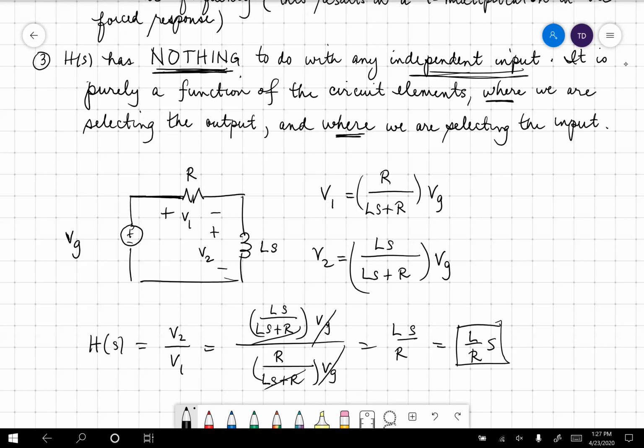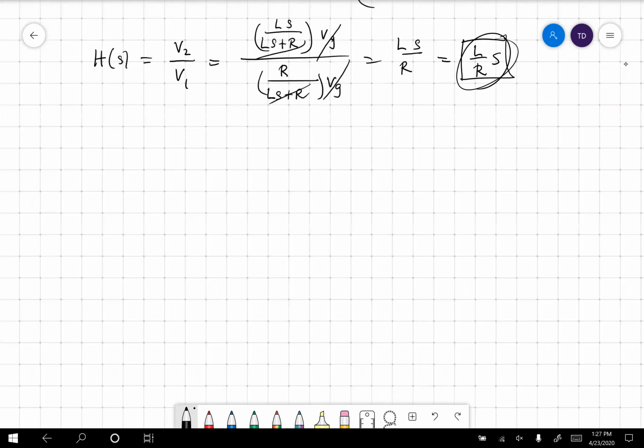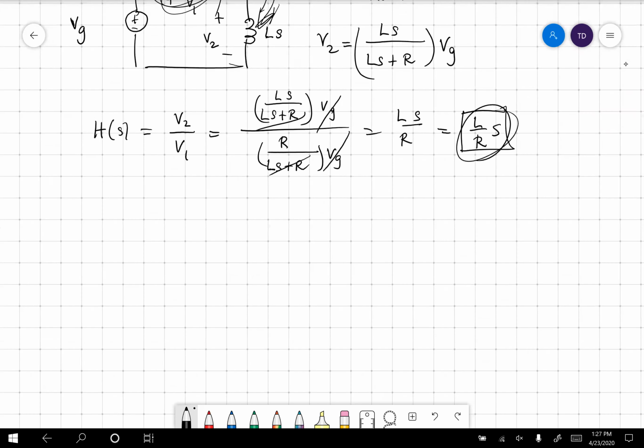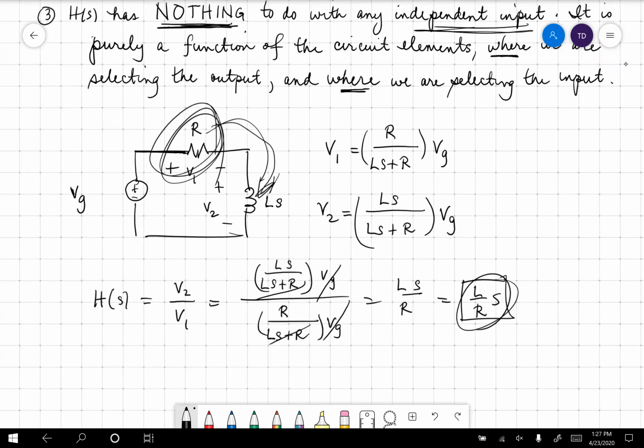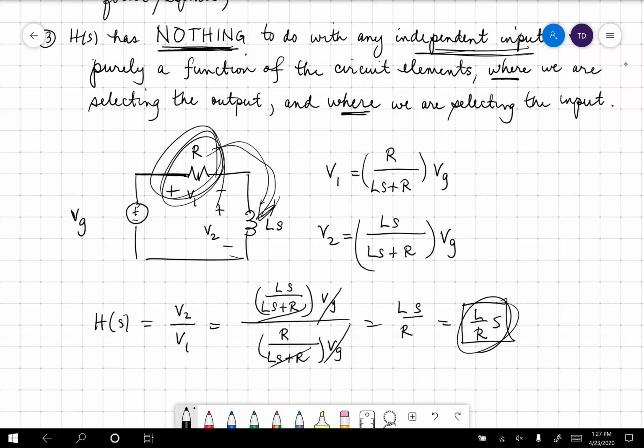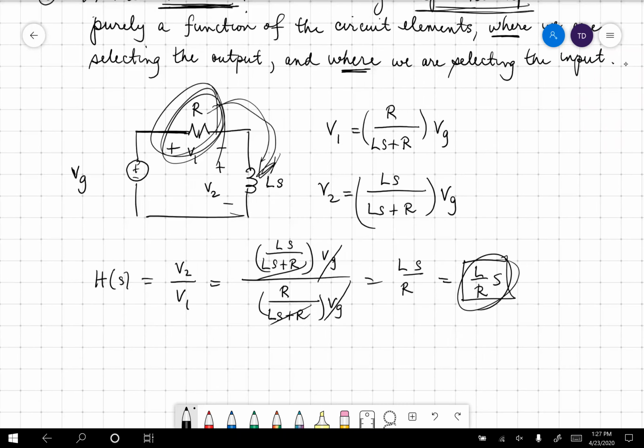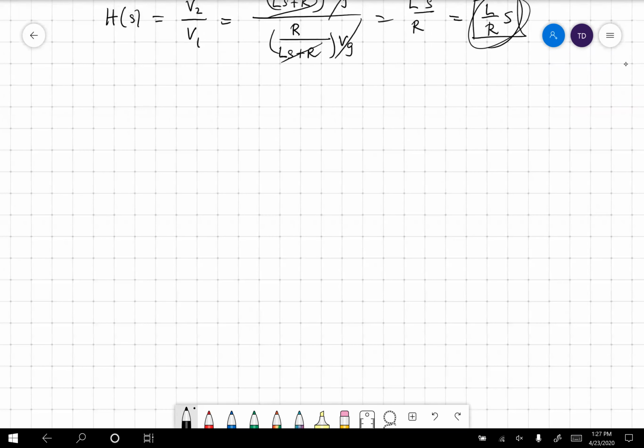That's the transfer function. That is how information transfers from here to here. That's what it means by the transfer function. It's how it transfers from this location to this location in that manner. So it doesn't have to be that we're actually using an input. Now, we generally do use an independent source as our input. I'm not claiming that we don't do that, but it could be anywhere. Okay, but H of S has nothing to do with the independent input. It's a pure function of the circuit elements, where we're selecting the output and where we're selecting the input. That's what it has to do with.